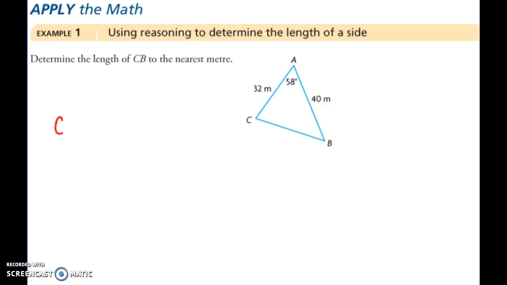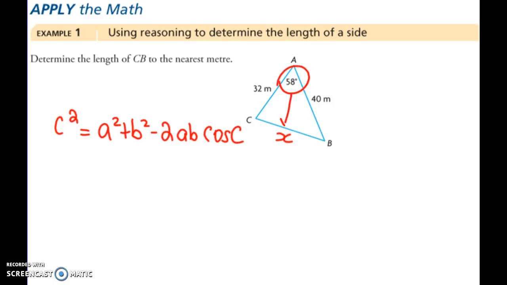Cosine law is c squared equals a squared plus b squared minus 2ab cos C. The important part of this formula is if we are looking for c, the side opposite of this angle, this is the information that we're starting with, and it is going to go into the cos C and the c part.